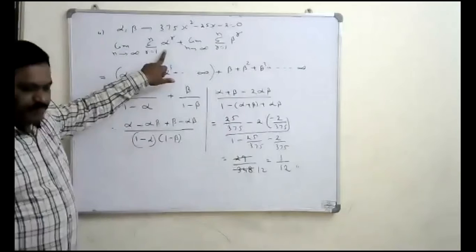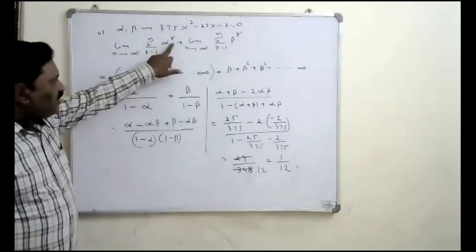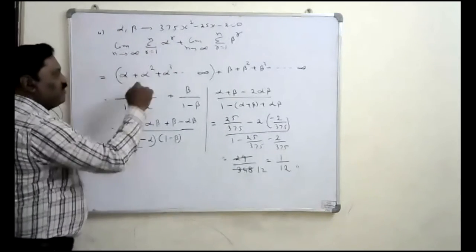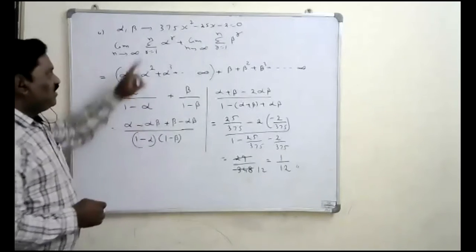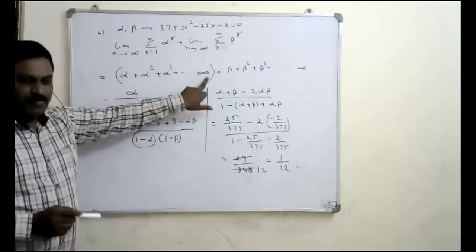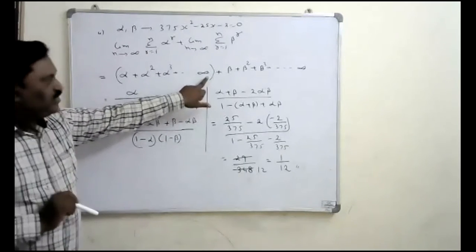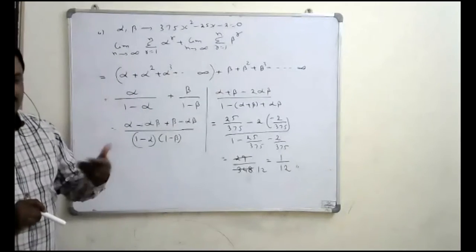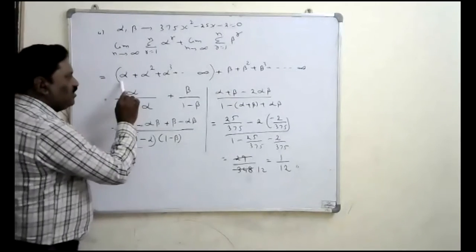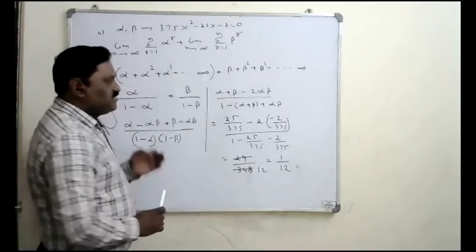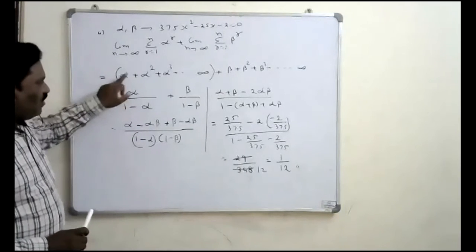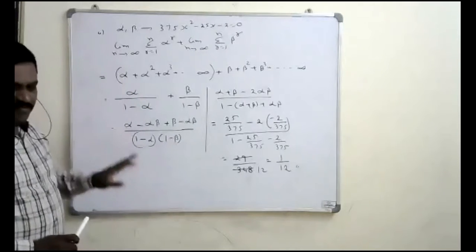So if you expand this sigma, first keep r is equal to 1, alpha power 1, plus keep r equal to 2, alpha square, plus alpha cube, like that until n reaches infinity. This is also the same way: here also the series reaches infinity in terms of beta. If you observe, this represents the sum to infinity terms of the GP. The first term is alpha, and the common ratio is also alpha.